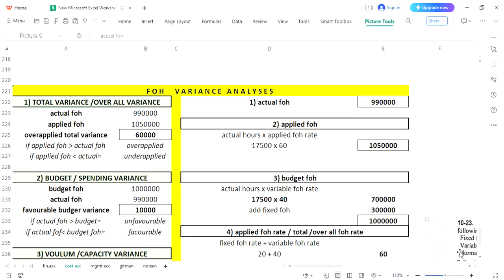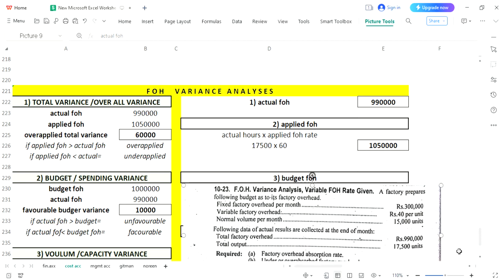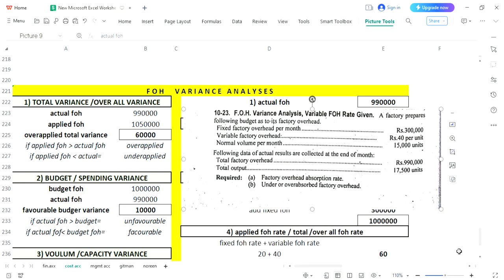This was your 10.23. Relatively less time has been taken because we haven't applied the formula of variable FOH rate because it was already given. So 23 is completed.